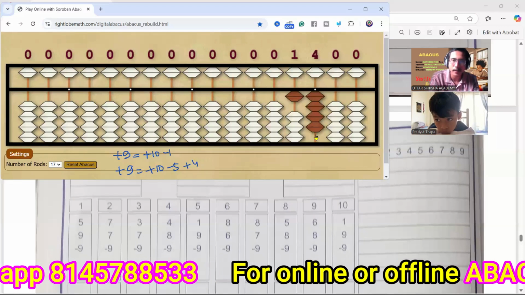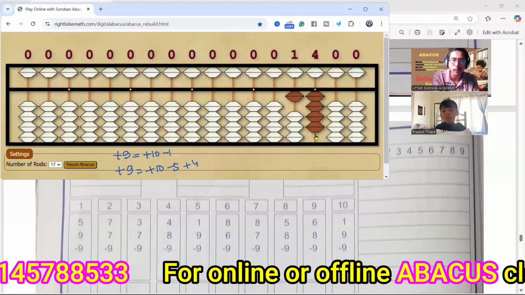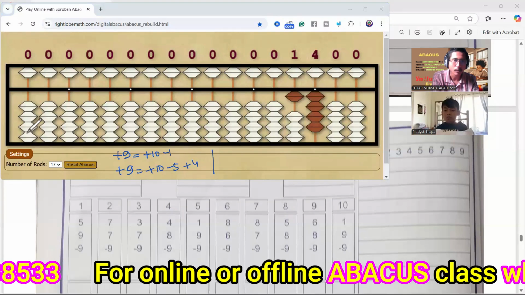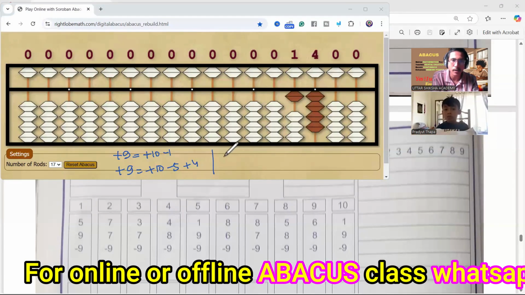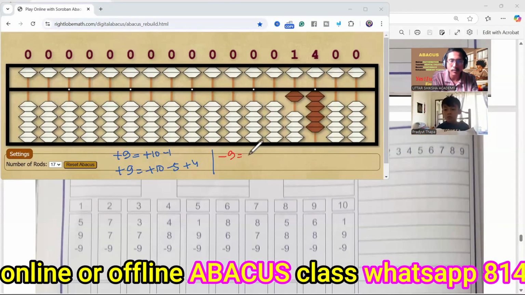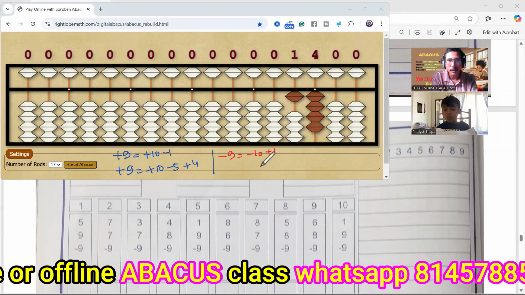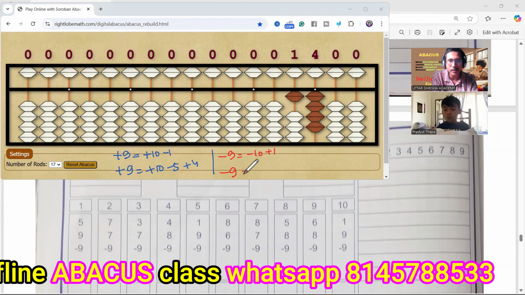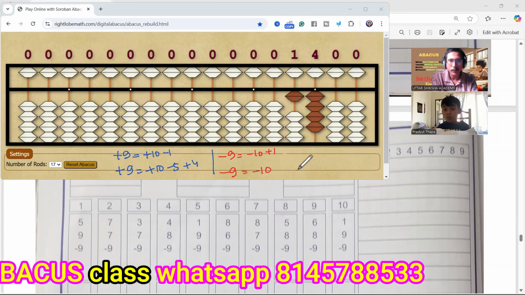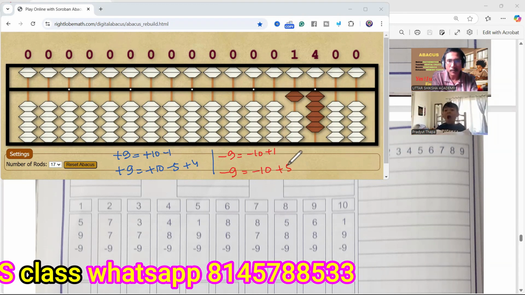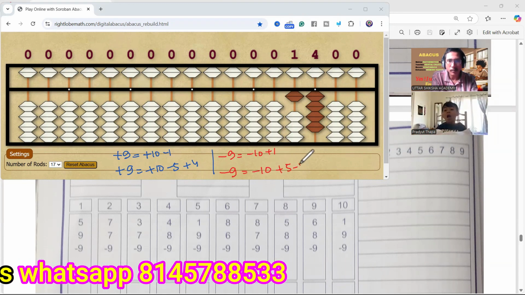How to do minus 9? So for minus 9 also there are two processes. Just now I have shown you minus 9, two processes there. One is minus 9 is equal to minus 10 plus 1. Another one is minus 9 is equal to minus 10 plus 5 and then minus 4.